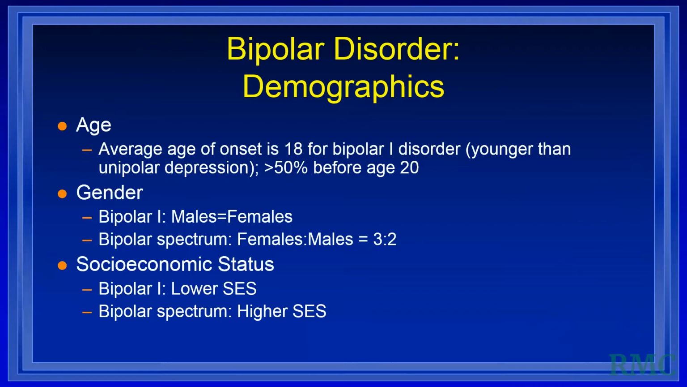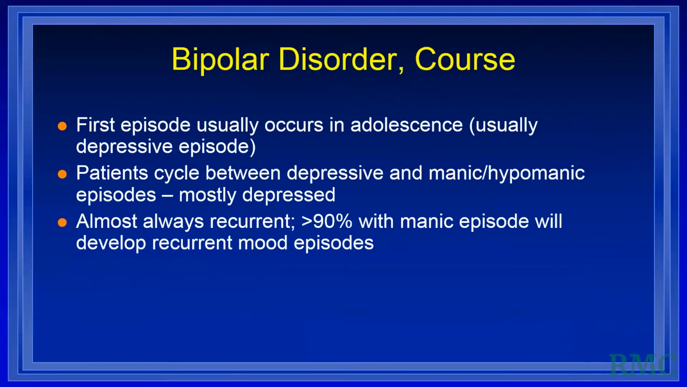Bipolar 1 is associated with lower socioeconomic status, and in bipolar spectrum, individuals who suffer from the spectrum disorders have a higher socioeconomic status. So the first episode usually occurs in adolescence before the age of 18, and it's usually a depressive episode. There's no clue or hint that this kid is bipolar, other than that depression is beginning at an earlier age. And patients with bipolar disorder do cycle between depressive and manic episodes, but most of these episodes are depression, not mania or hypomania.